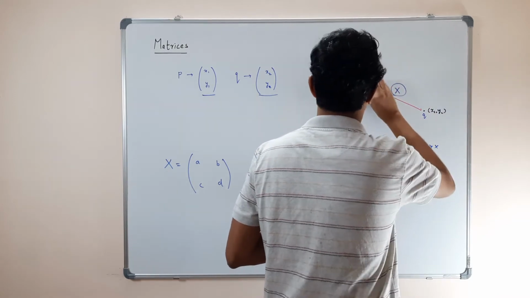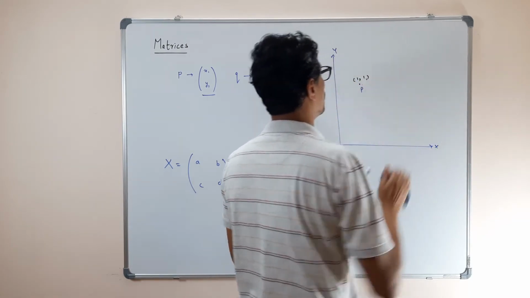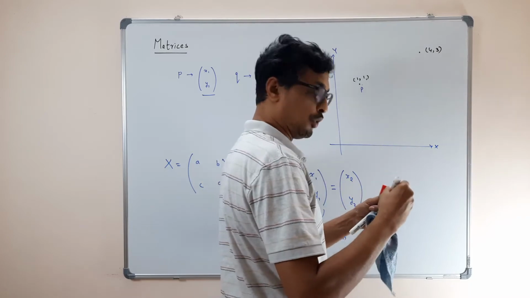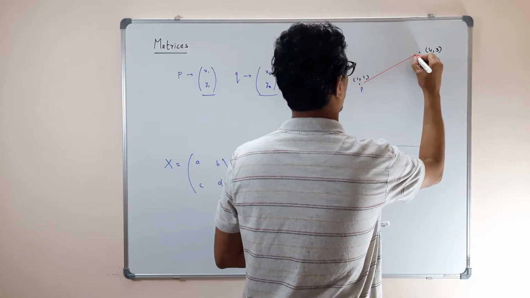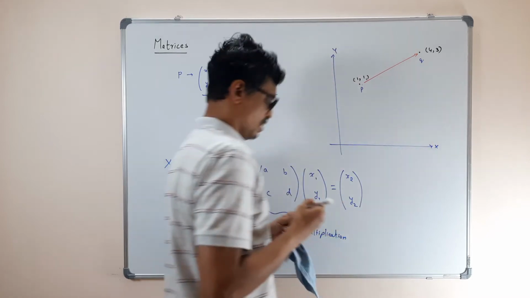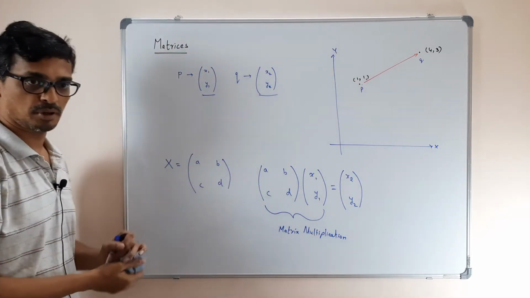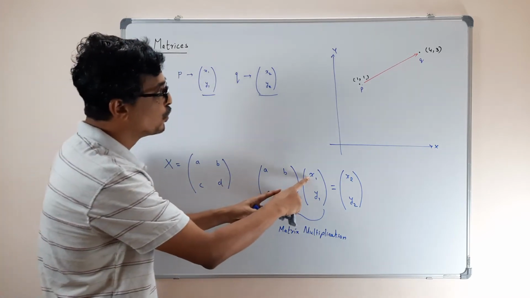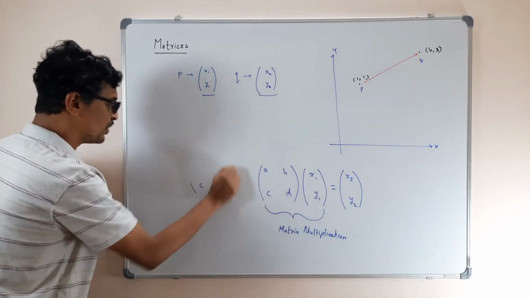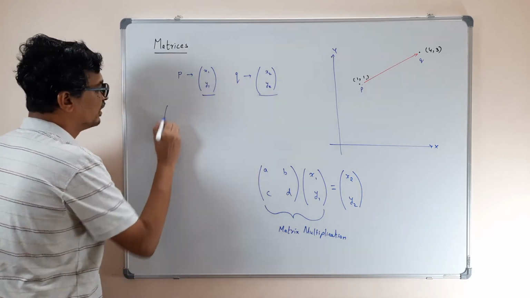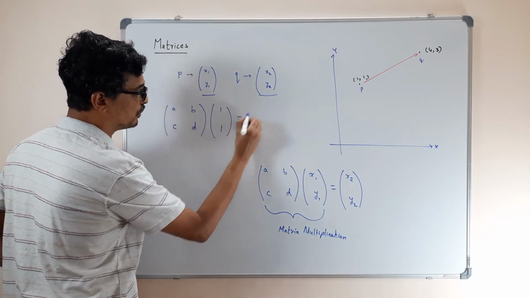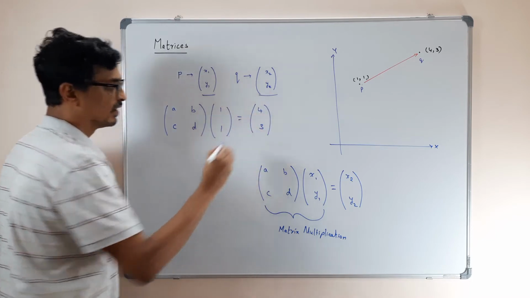Let me move to a new point. Let us take the moved point to be 4, comma 3. Don't go by scale and all, I am just giving a rough picture. So this is P and this is Q. Let us take an example of this problem. So this becomes 1, 1 and this becomes 4, 3, correct? Then our matrix problem will become A, B, C, D into 1, 1 should give you 4 and 3. Am I making it clear?